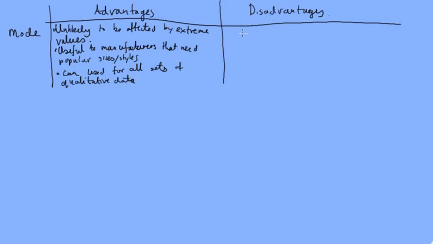The disadvantage is it ignores most values. So when we look at our student with these 10 marks out of 20, most of the values are ignored. It doesn't give an accurate representation at all, and it's rarely used in calculations.